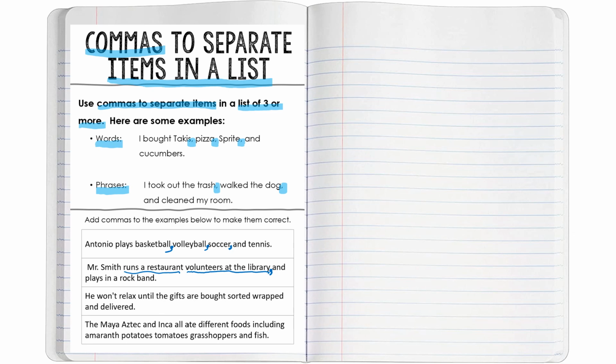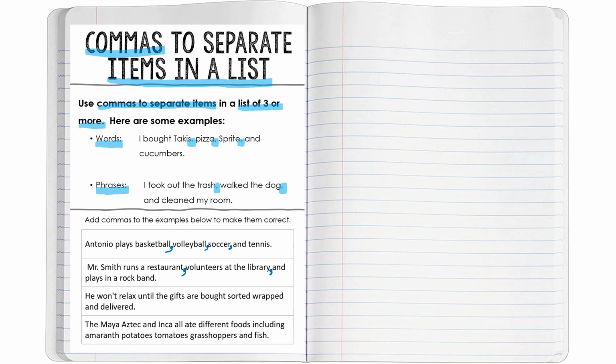Oops, my comma disappeared. There we go. And then the last thing he does is he plays in a rock band. These commas have separated each of these things he does. Mr. Smith runs a restaurant, volunteers at the library, and plays in a rock band. Now, I underlined each of the things he did, but when I type my sentence, I wouldn't keep it underlined. So I'm going to go ahead and see if it'll let me erase those so you can see what it'll look like, but it is totally cool if you have those in your notes.